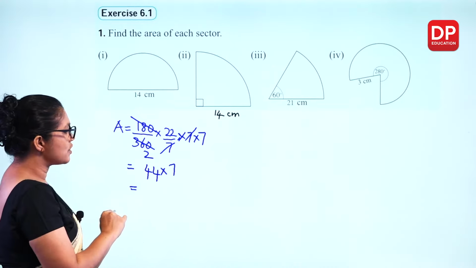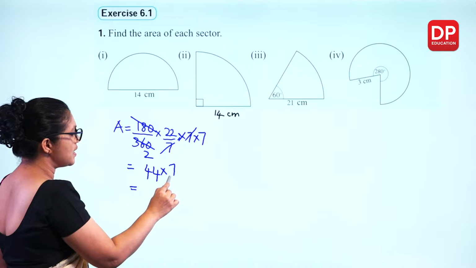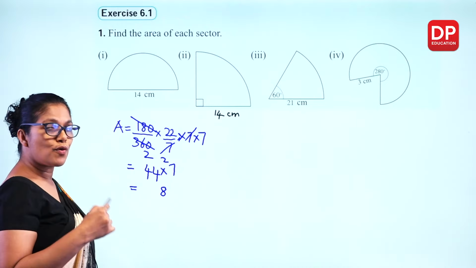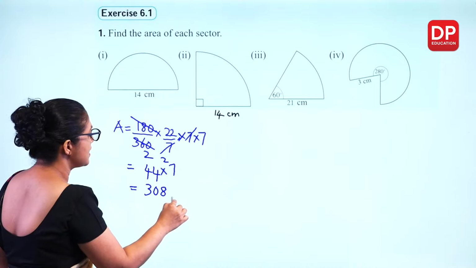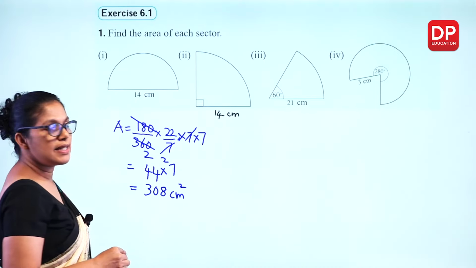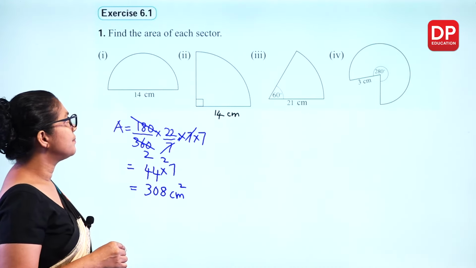So what is 44 times 7? 7 times 4 is 28, 2 remaining. 7 times 4 is 28 plus 2, 30. So 308 square centimeters for the area of the sector.